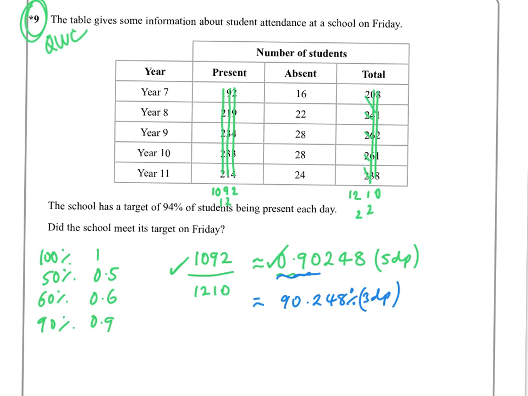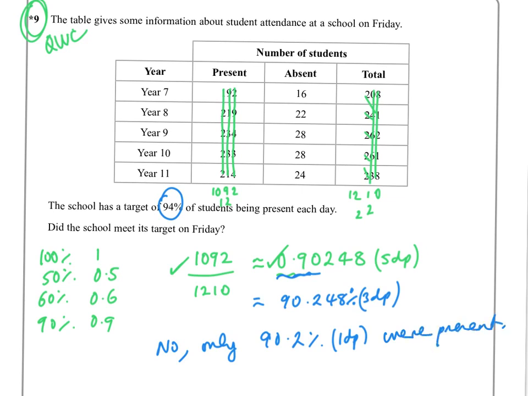So you say overall that 90.2% of the students were present, and that would be the simplest way for me to actually do it. So you would say, has the school met the target of 94%? No, only 90.2% to 1 decimal place were present. So I don't think there's a massive amount to that question. So just try and look at the facts, total number present over the total number of students.